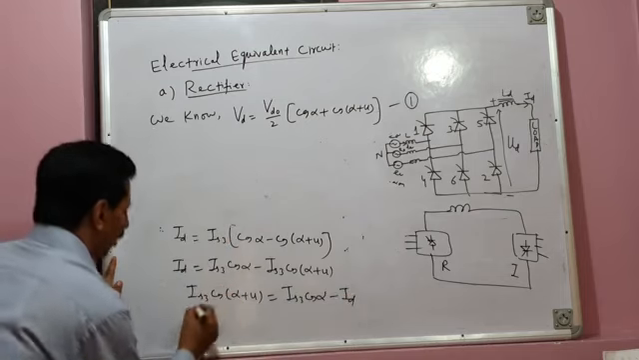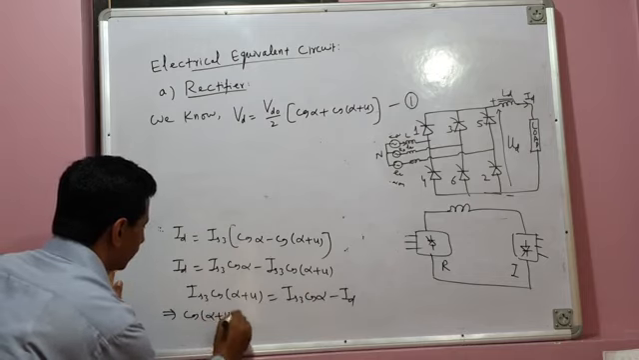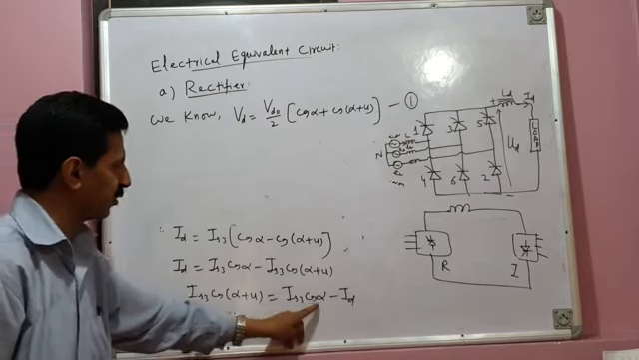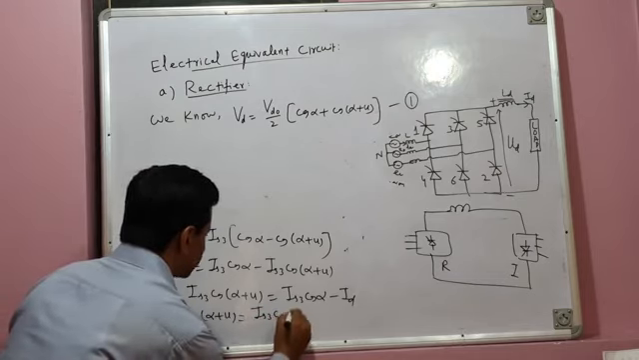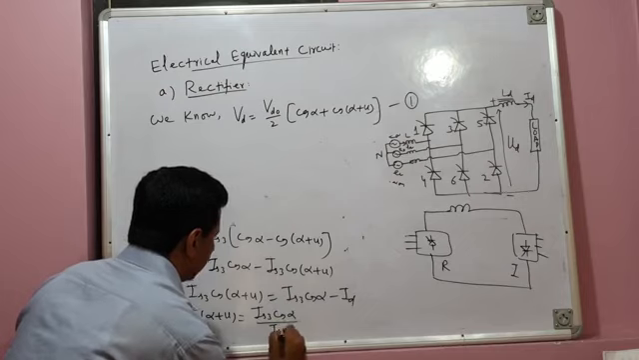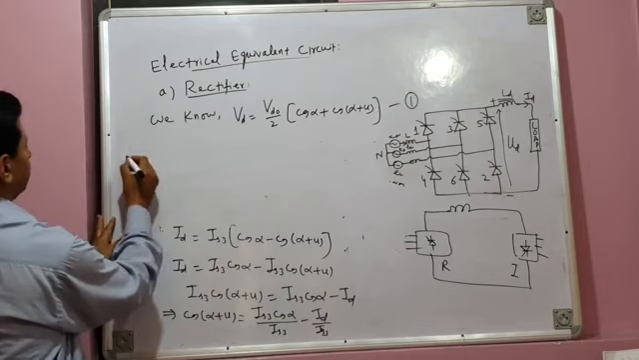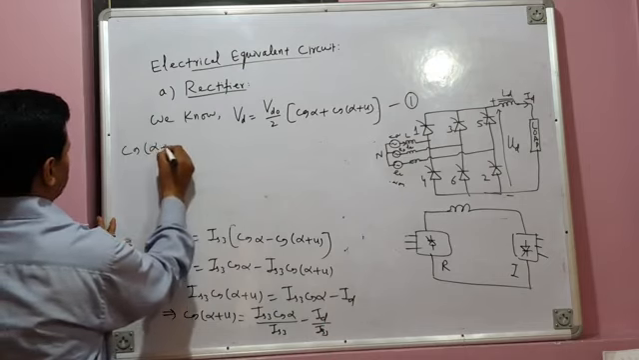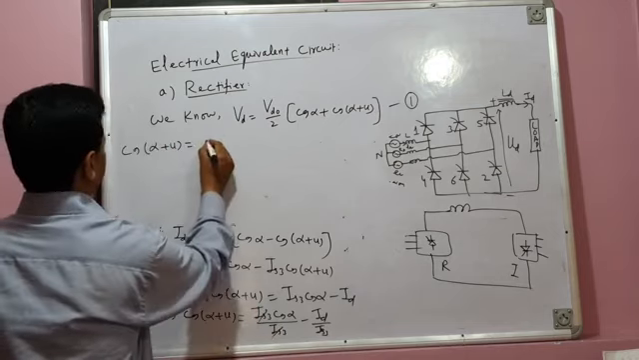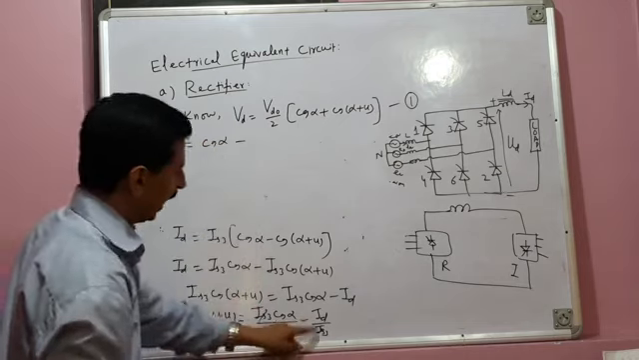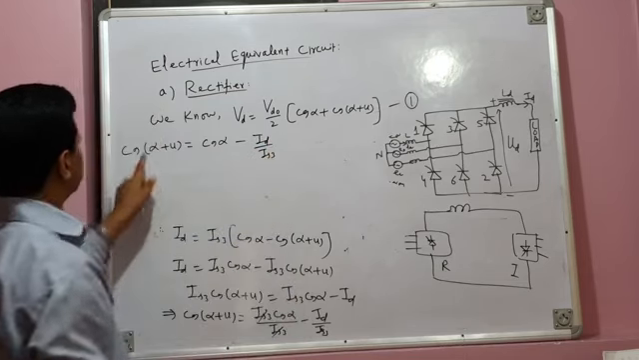This will give me cos alpha plus u. So cos of alpha plus u is equal to IS3 cos alpha divided by IS3 minus ID by IS3. So that will give me cos of alpha plus u equal to, IS3 goes, so I get cos alpha minus ID by IS3.